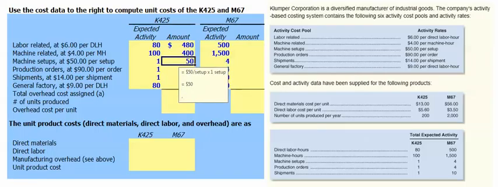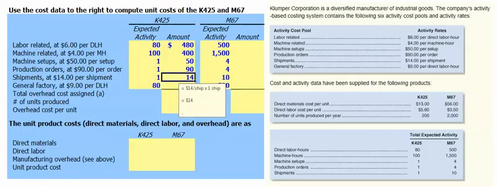We will assign $50 in estimated machine setup related cost, which is our predetermined activity rate of $50 per setup multiplied by 1 expected setup. The cost of production orders assigned to the K425 will be $90. The shipping cost assigned to the K425 will be $14. And finally, our general factory overhead is being allocated at $9 per direct labor hour, and we have estimated 80 direct labor hours for the K425, so we'll assign $720 in overhead.